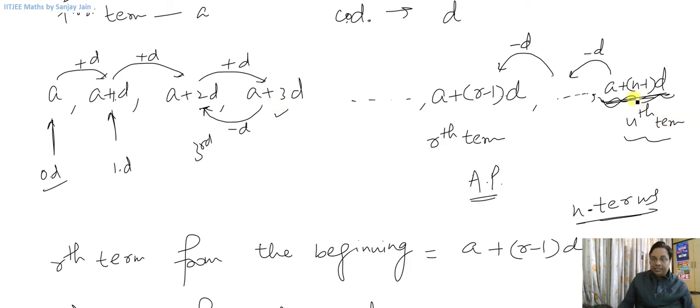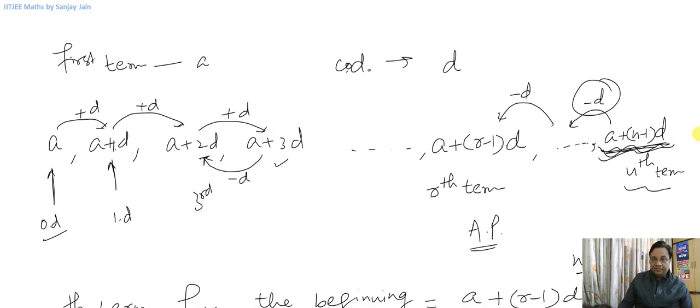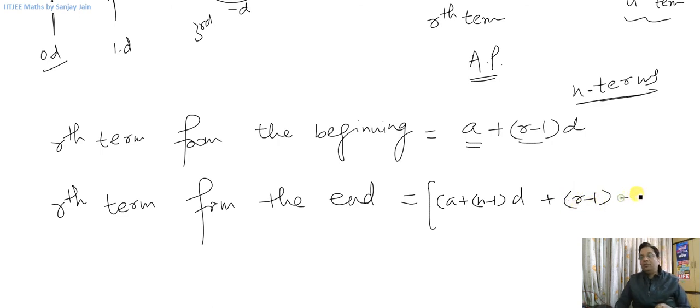So what can I say? If I think like this, if this is my first term and minus D is my common difference, then what can I say about the rth term? The rth term from the end will be the first term, which in this case is A plus n minus 1 into D, plus R minus 1 into the common difference. The common difference this time is negative D.